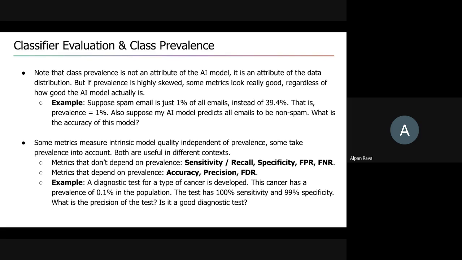So what is the precision of this test? What is precision? Among those who are predicted to have cancer, how many actually have cancer? Now, 11 people are predicted to have cancer, and only one of them has cancer. It's less than 10%, 9 point something. So this test has very good metrics as far as sensitivity and specificity are concerned, but its precision is really low, just 9 point something percent.